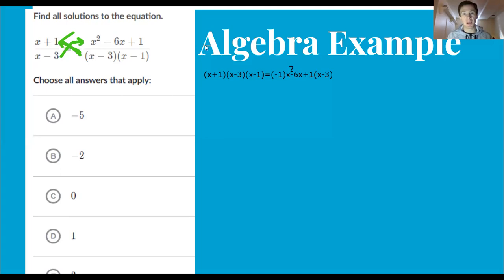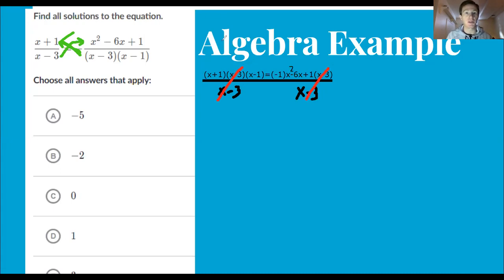So the first thing I notice here is if I divide both sides by x minus 3, I'm going to get that to go. Same thing here. Divide both sides by x minus 3, and then that's going to go, and that's going to go. Okay, so then I can take it from there.